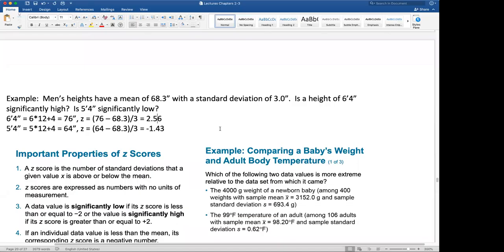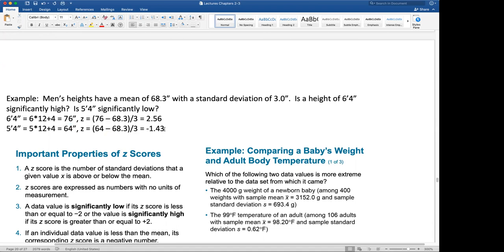All right, so I got 2.56 and negative 1.43. The 2.56 means this 76 inches data value is greater than or equal to the sample mean 68.3 plus 2 times the standard deviation. So 6 feet 4 inches is significantly high. So it's unusual.